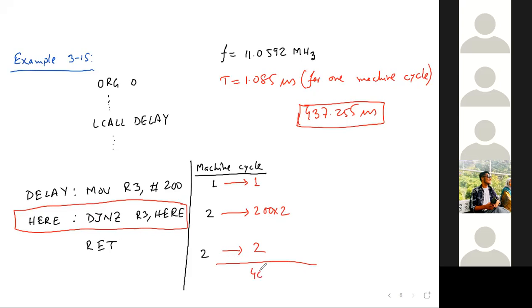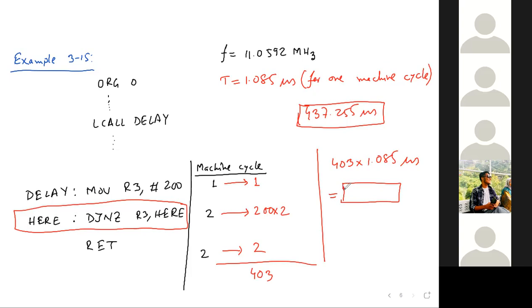403. Exactly. I had said 203, sorry, it is 403. So how do you calculate the delay now? 403 multiplied by 1.085 microsecond. Whatever answer you get, that is the result. In the book, I think the answer given is 436.255. This type of deviation is totally acceptable in this delay, because you are calculating the delay in microseconds.